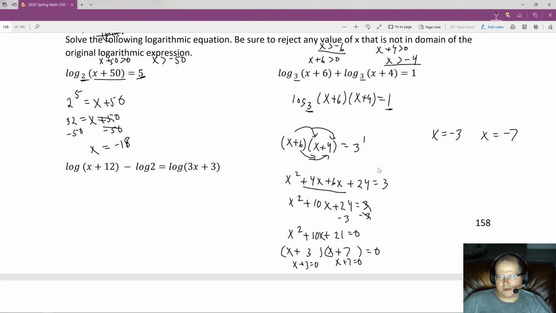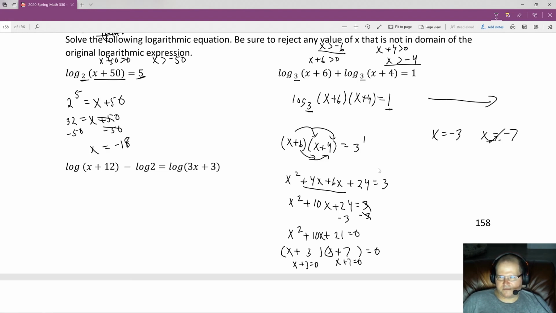Okay, so let's check out what we got here. One of these answers was negative 7, and x has to be greater than negative 6, and it has to be greater than negative 4. Well, this is not going to be a valid answer because it's not within the domain, whereas negative 3 is.